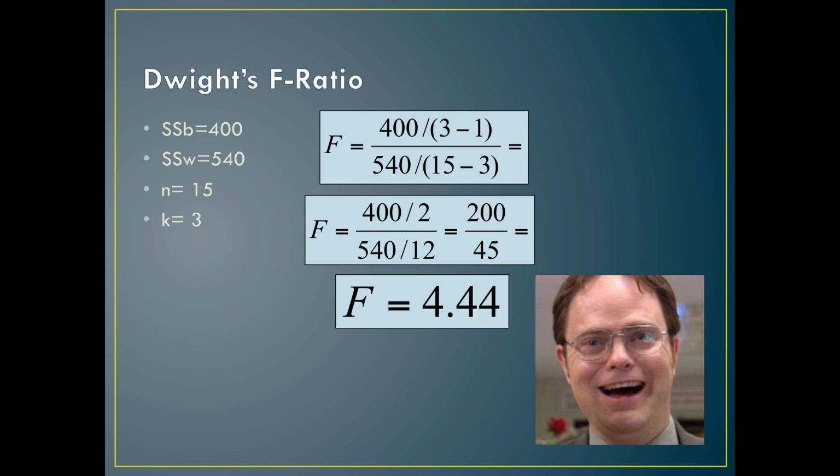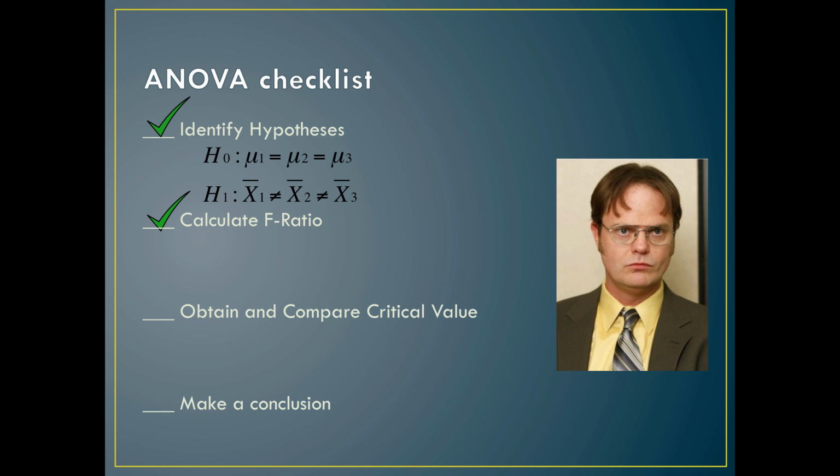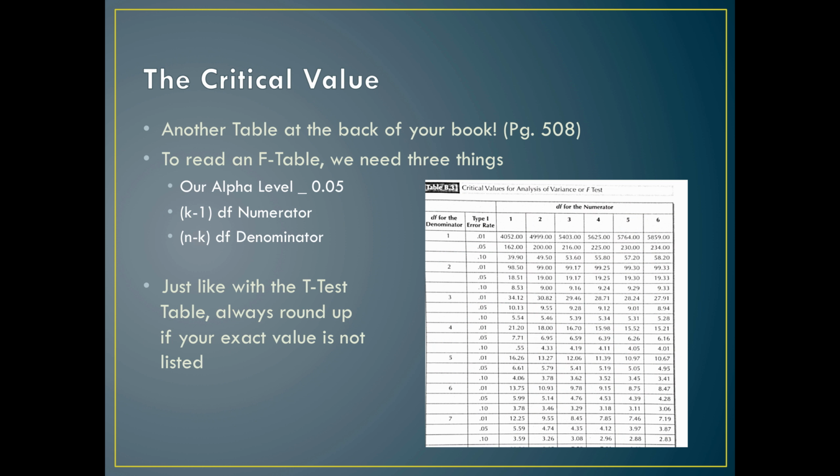Dwight is happy. He knows that the larger the F value is, the more likely you're going to be rejecting that null. So let's see, we're going to need to actually find our critical value. P equal to 0.05. We also are going to need degrees of freedom.